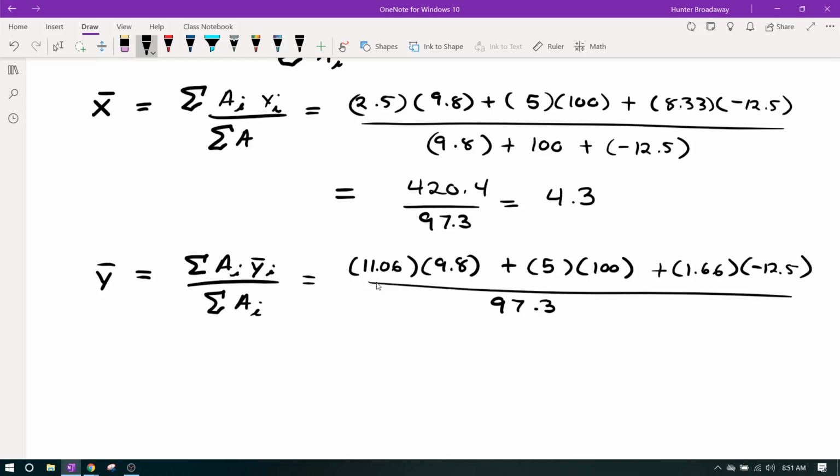So 11.06 times 9.8 plus 5 times 100. Oh, I just put in 0. 5 times 100 plus 1.66 times negative 12.5. And I get 587.6 over 97.3. When we divide those, that gives us 63.18, or let's round up. So we're going to do 63.2 units.